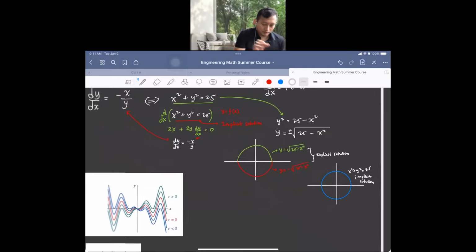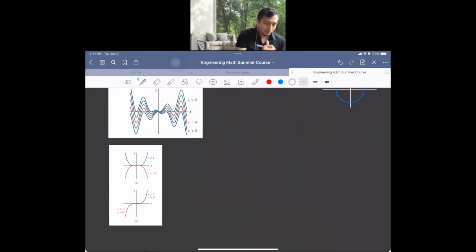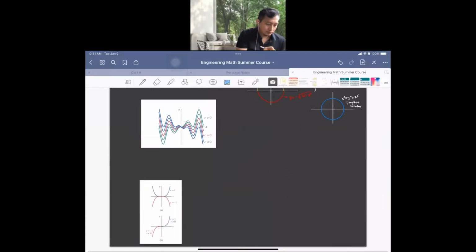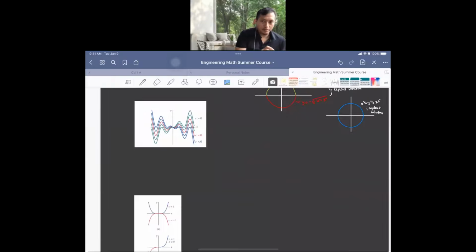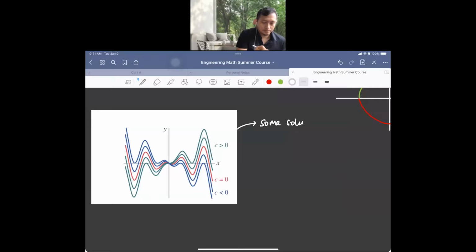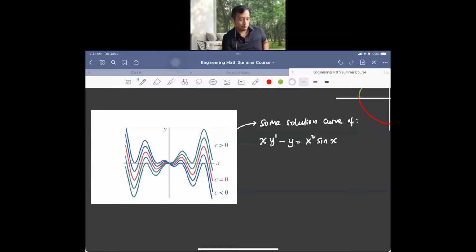And another term that I think I also mentioned before is the family of solutions. For example, this one. This is a family of solutions. Say that this is a solution curve of x y prime minus y equal x squared sine x.